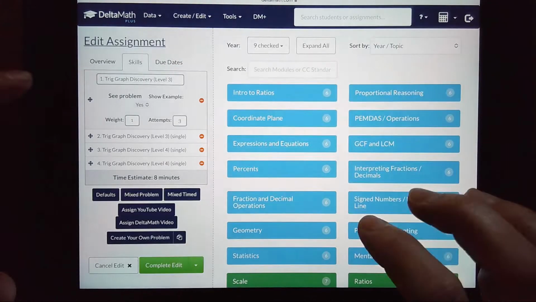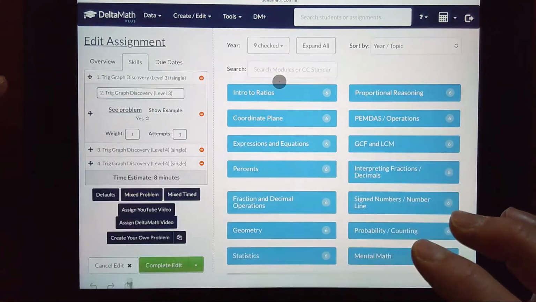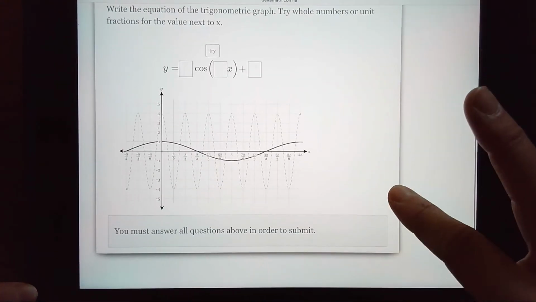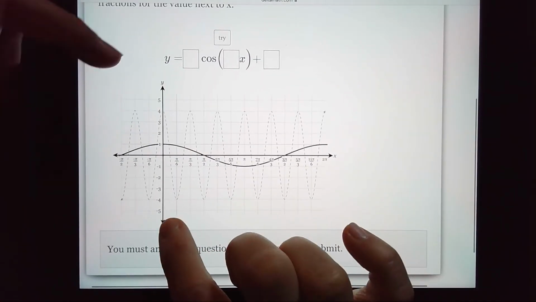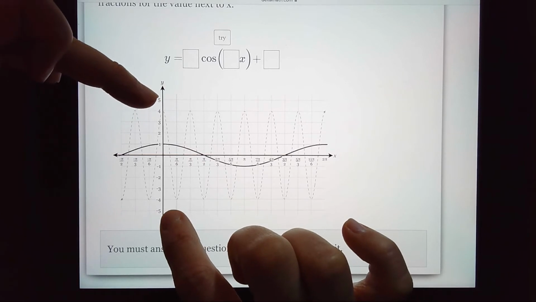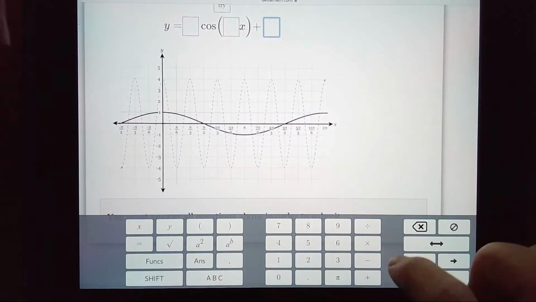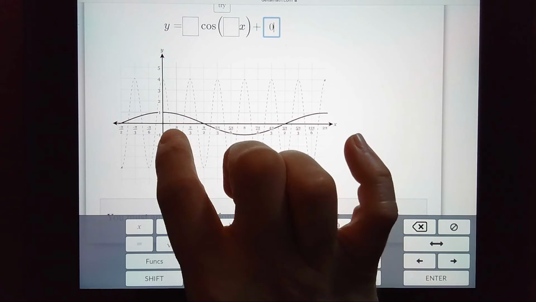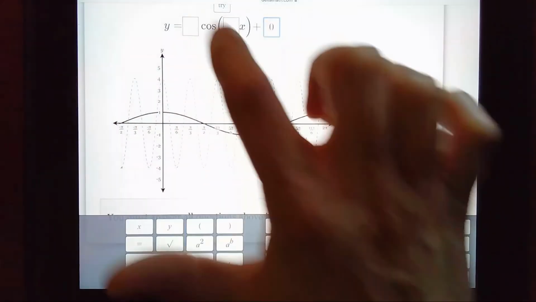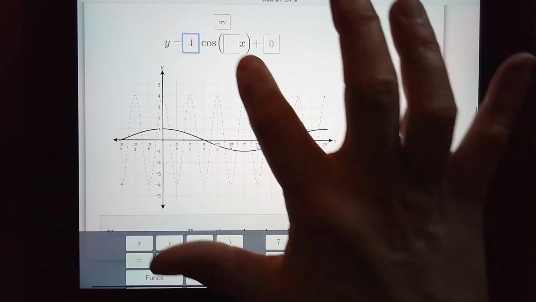Okay, and then the next one, we have a cosine graph. We would find the middle. -4 to 4, the midline would still be at the x-axis, which is 0. You don't have to put a number in there. Then the amplitude, it looks like from 0 to 4 would be 4 units. So we can try that real quick.